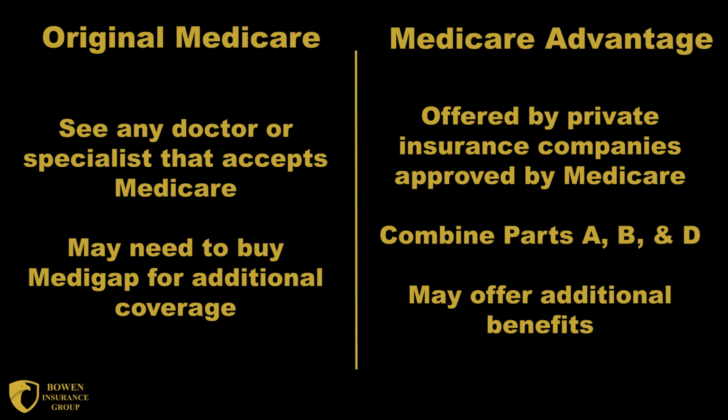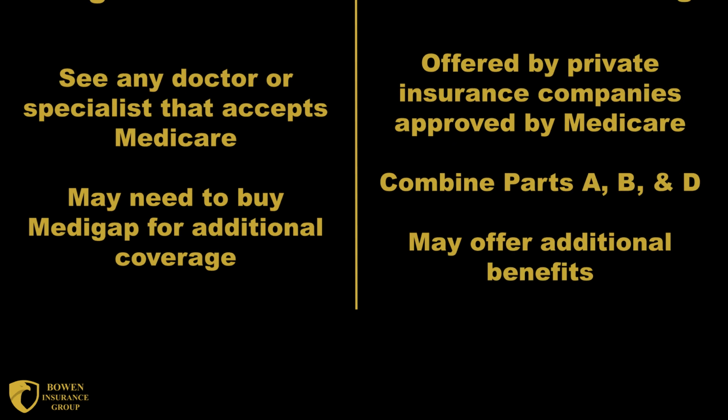On the other hand, Medicare Advantage plans are offered by private insurance companies that were approved by Medicare. These plans combine Parts A, B, and D coverage and may offer additional benefits like dental, vision, and hearing coverage. However, these plans come with network restrictions, so it's important to make sure preferred doctors are included.